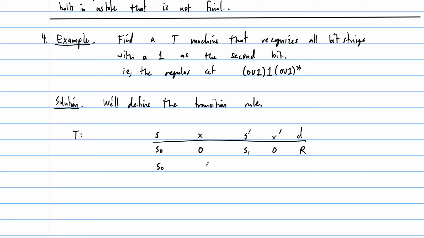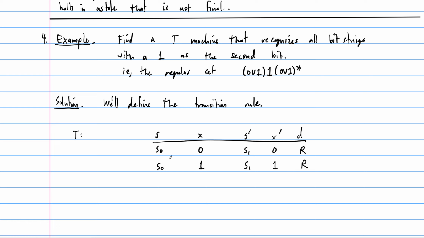So same thing if the first entry is a 1. The first symbol is a 1. Change it to state S1. You leave this as a 1. Don't change anything. Move to the next bit.